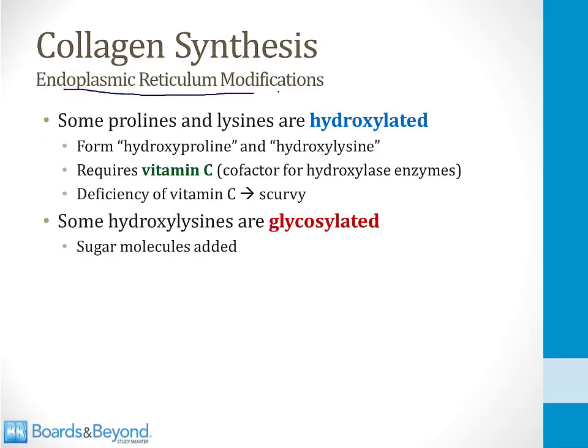In the endoplasmic reticulum, there are a number of modifications made to those alpha chains. First of all, some of the proline and lysine amino acids are hydroxylated. They then become what's known as hydroxyproline or hydroxylysine. This process requires vitamin C as a cofactor. It's a cofactor for the hydroxylase enzymes. And therefore, if you are deficient in vitamin C, you will have problems synthesizing collagen, and this leads to the condition of scurvy, which we'll talk about in a minute.